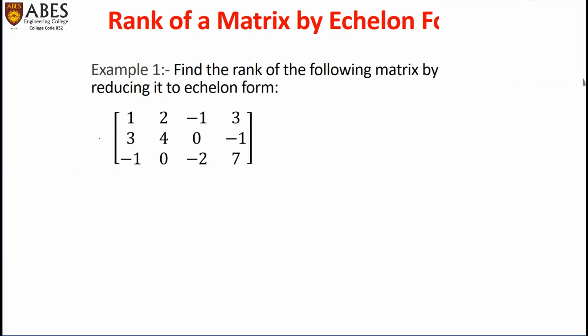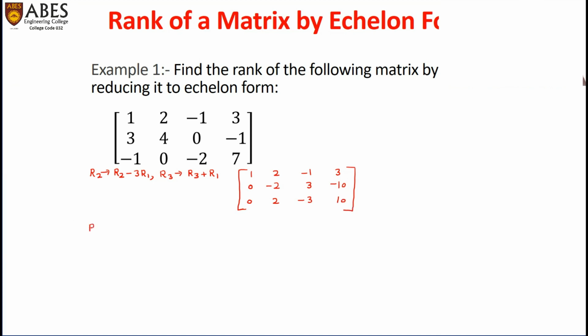So we convert this matrix into the echelon form by using elementary transformations. Here we use the elementary row transformations: R2 replaced by R2 minus 3R1 and R3 replaced by R3 plus R1. So the matrix becomes 1, 2, minus 1, 3, 0, 4 minus 6, minus 2, 0 plus 3, minus 1, minus 9, minus 10. 1 plus 1, 0. 0 plus 2, 2. Minus 2 minus 1, minus 3. And 7 plus 3 is 10.